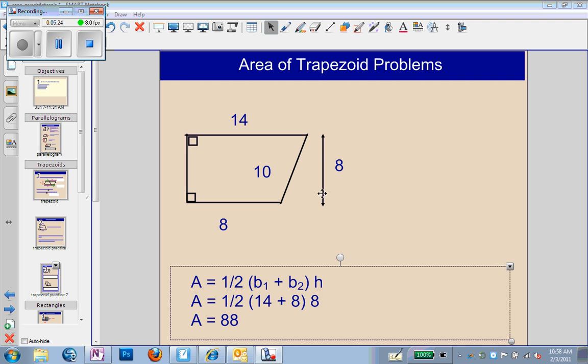8 here is the perpendicular distance between 14 and 8, so therefore it is the height, and we replace that h with 8. Then we just plug 1/2 (14 + 8)(8) into our calculator, and we'll get 88. Make sure to put your parentheses, and you should get the correct answer.